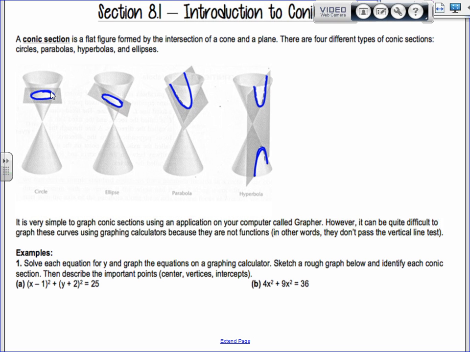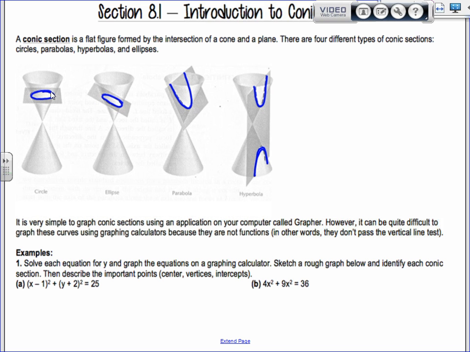It's very simple to graph conic sections using an application on your computer called Grapher, where you can graph with X's and Y's. But unfortunately, you can't just take your entire laptop into the SAT or the AP Calculus exam or any exam you're taking in class. You can only use your calculators, and your calculators make you solve it for Y. You know how when you graph things before, it's always Y equals. We're going to try to solve for Y.